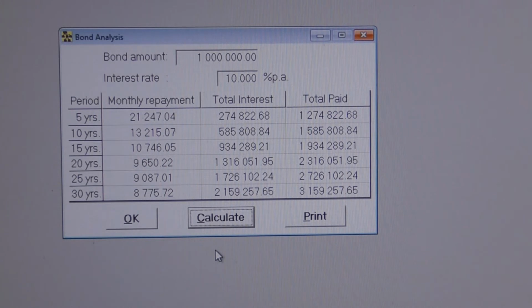The third calculator shows the different repayment amounts and interest amounts for a loan amount repaid over different terms.